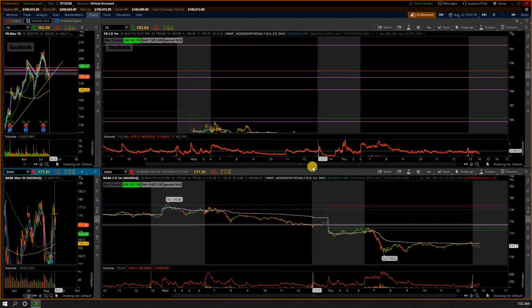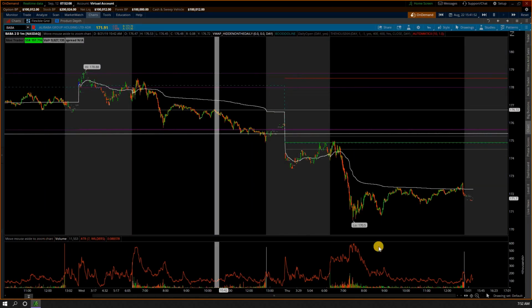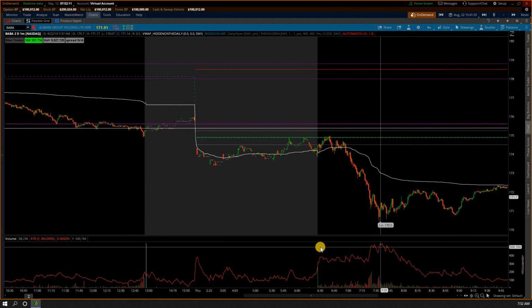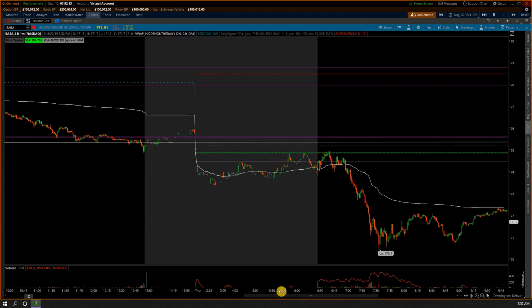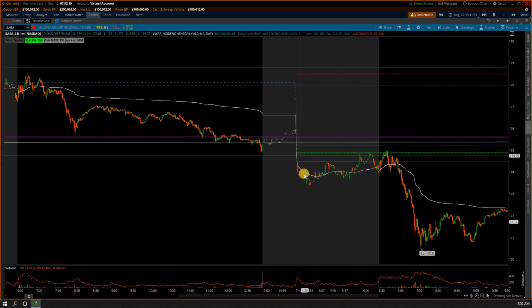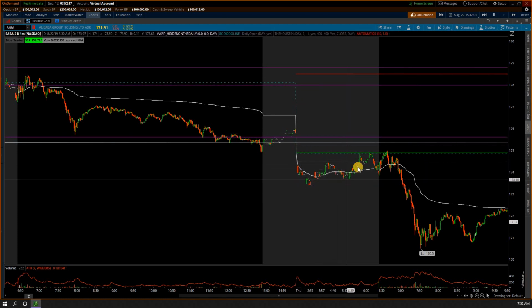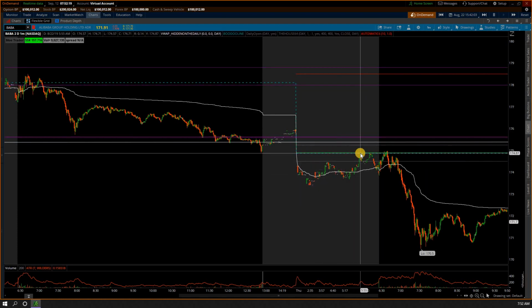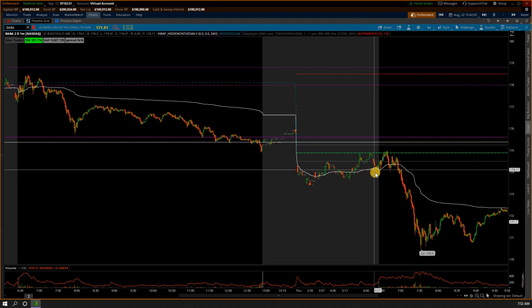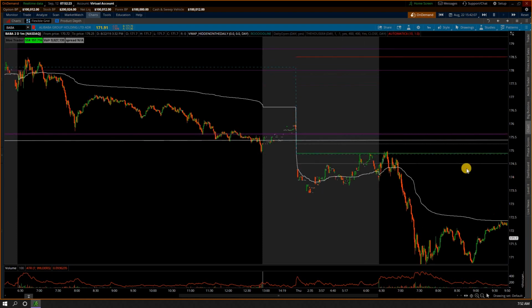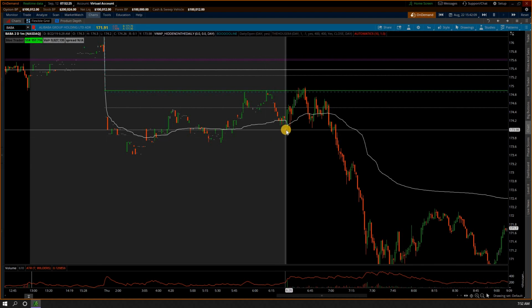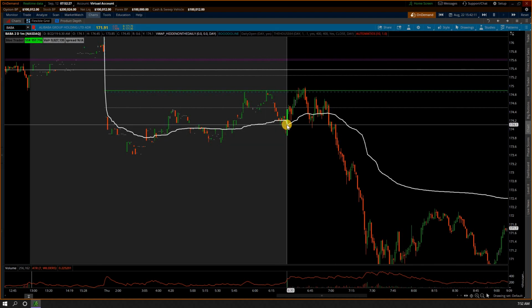So we go on the intraday, and on the pre-market we're able to see that it gapped down, pushed up, gapped down, and it tried to go up once, twice, and this is where the market opened. So the market opened right here.